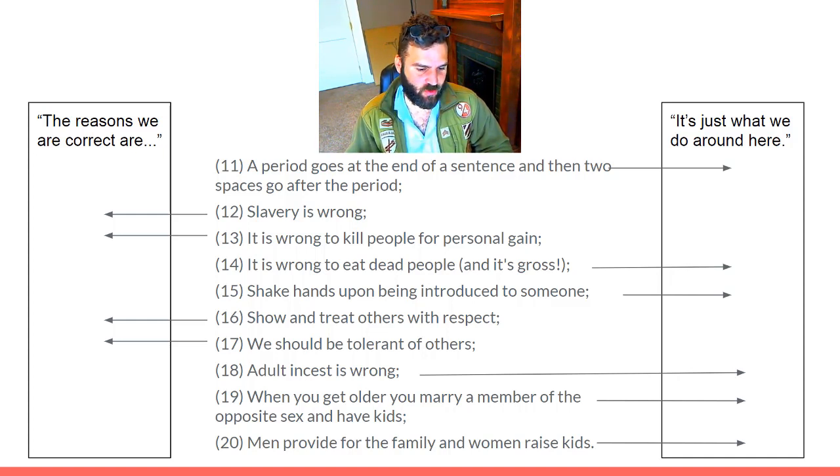The next two are also sort of customs and traditions. When you get older, you marry a member of the opposite sex and have kids. Men provide for the family and women raise the kids. Those are sort of things that people attempt to justify by saying, well, that's just what we do around here. That's a matter of our culture.